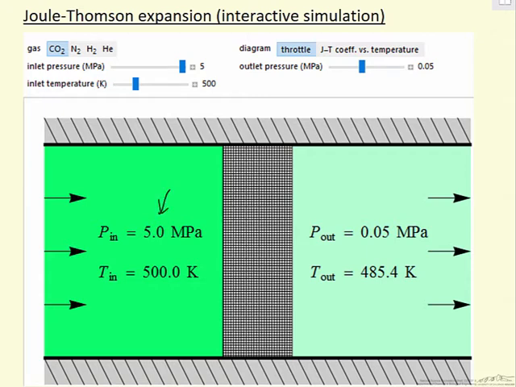So this is 50 bar pressure, and this is a half bar pressure. So it's a large pressure drop, and you can see we get a small temperature decrease. The effect depends on what the inlet temperature is and what the inlet pressure is more than what the outlet pressure is, as long as, of course, we have a significant pressure drop. And this simulation allows you to pick different gases. And so now let's look at the interactive simulation.